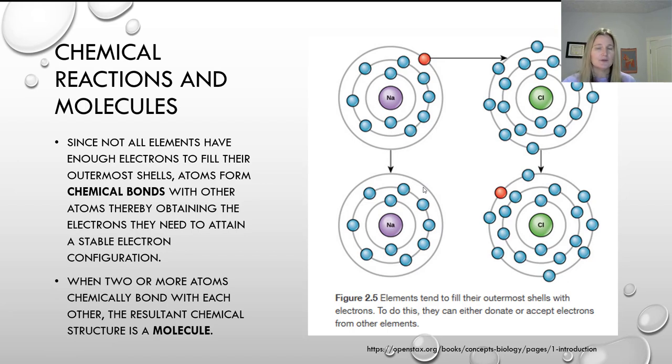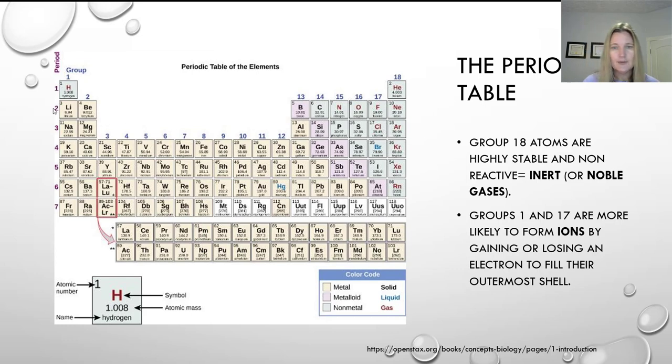So now that we have an understanding of why atoms are going to want to form bonds to fill their outermost shells, we're going to show that in another visual. Now, we can see here's sodium. You can see the electron placement a little bit better in this example. If I go back to our previous slide looking at the periodic table, here's sodium over here. So a neutral sodium atom has 11 protons and 11 electrons.